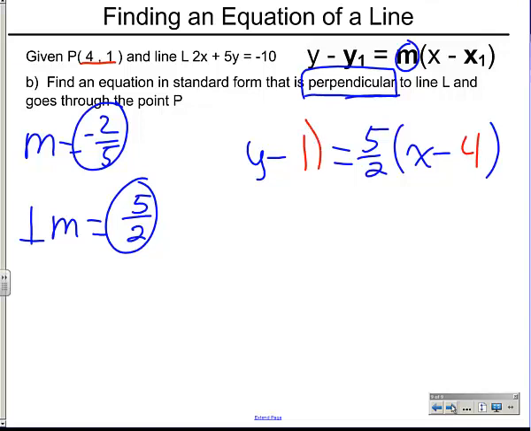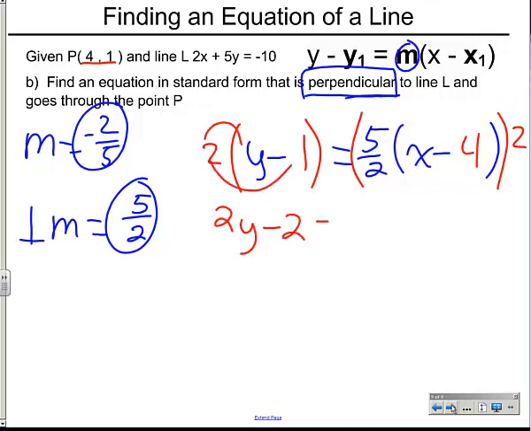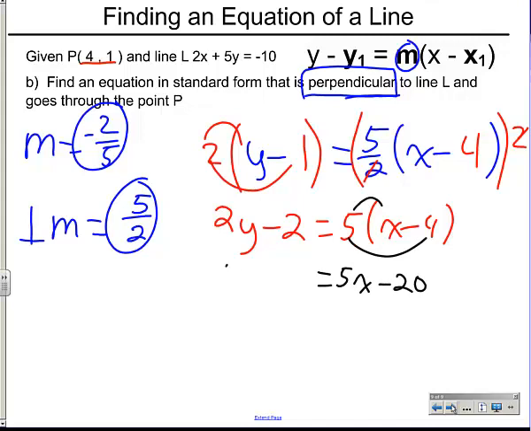In order to calculate this, I want to first clear my fractions. So times by 2, distribute here, I get 2y, distribute here, I get minus 2. And of course, the 2's will cancel out, leaving with 5 times x minus 4. Go ahead and distribute on this side. We get 5x minus 20. And I still have a 2y minus 2 on this side.